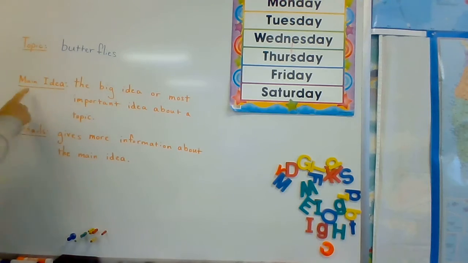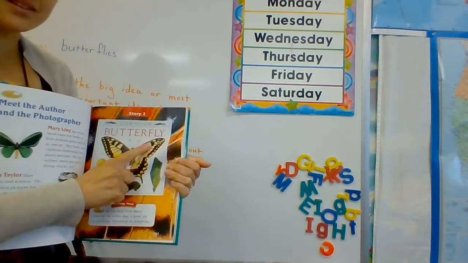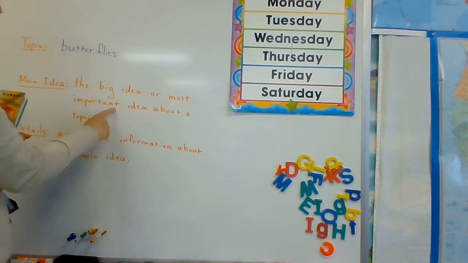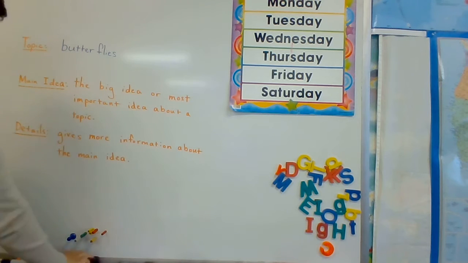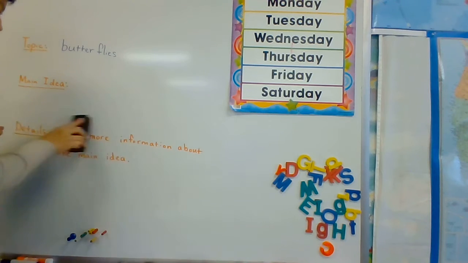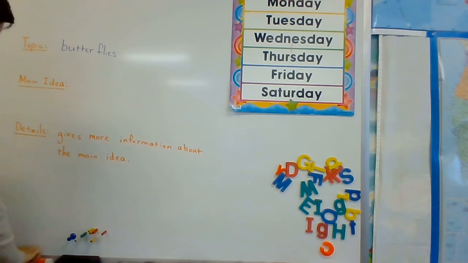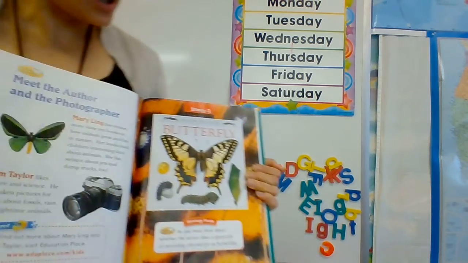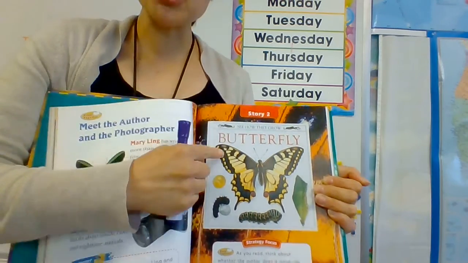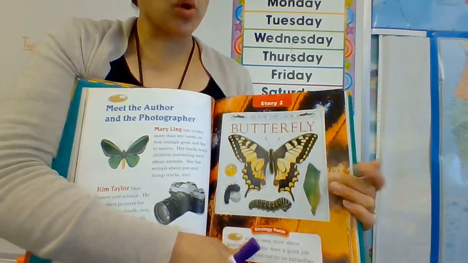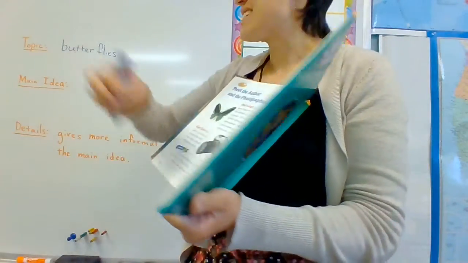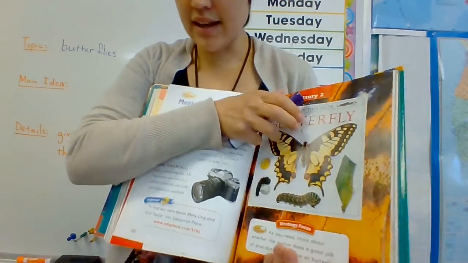All right. Now we are going to look for the main idea in the story, butterflies. So that means the big idea or the most important idea about the topic. So what about butterflies? What exactly about butterflies does this story explain? Now this is a special kind of story, Butterfly. This story gives information about butterflies. So now we need to find out the exact information that it gives.